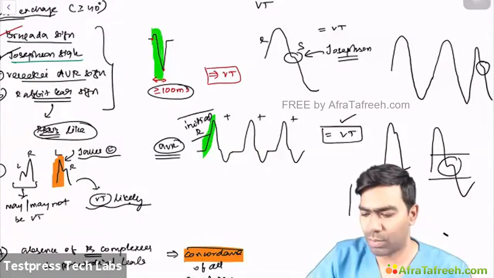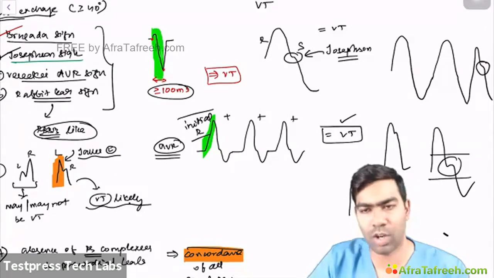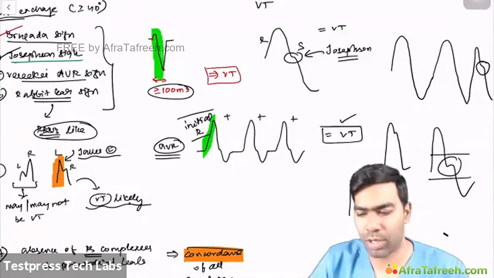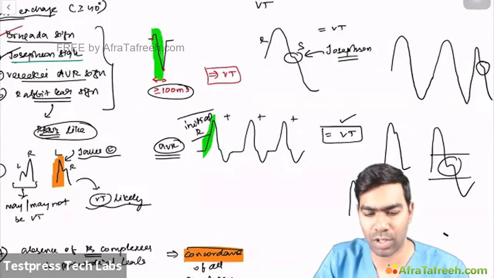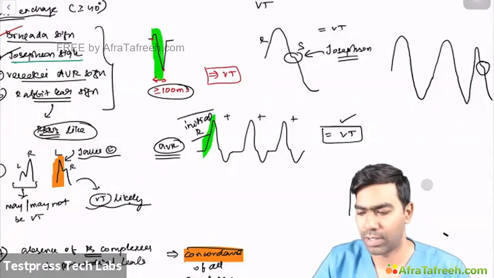So what I'm talking about is if you have a rabbit ear sign, this is not a notch actually. This is something like a ventricular depolarization that is creating that kind of a notch. So that is completely different from Josephson sign. It's not the same. Both are completely different.